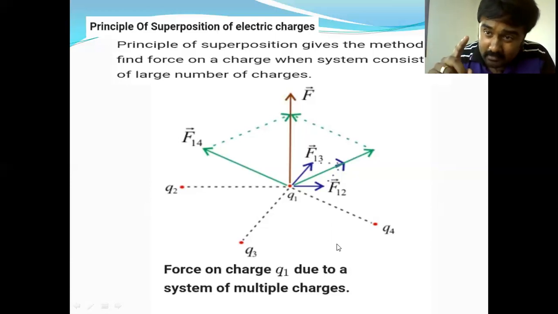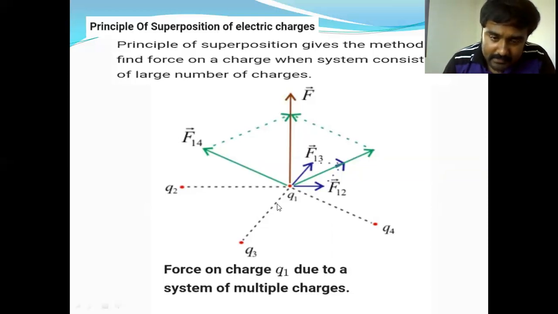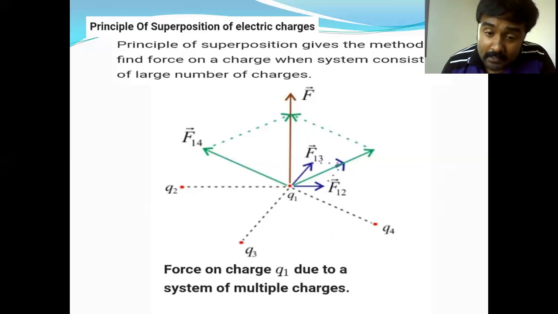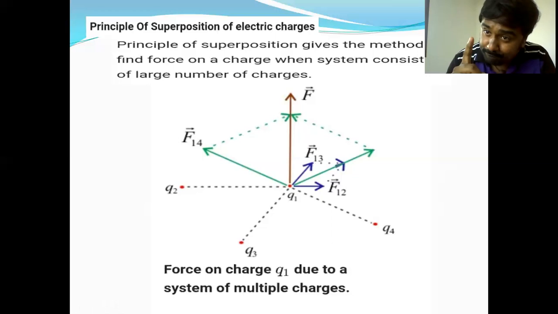Listen to me carefully. The statement of the principle of superposition is very important. When a number of charges are interacting, the resultant force on one particular point charge is given by the vector sum of forces produced by individual point charges. While calculating one force, we just ignore the presence of other point charges.